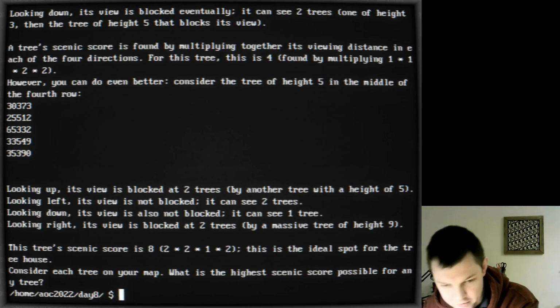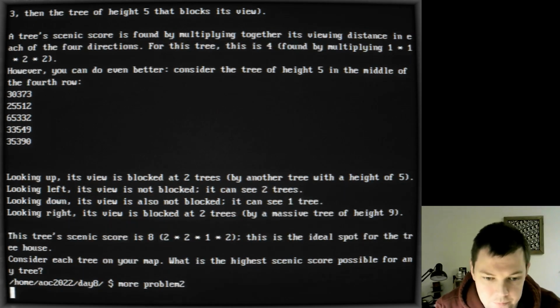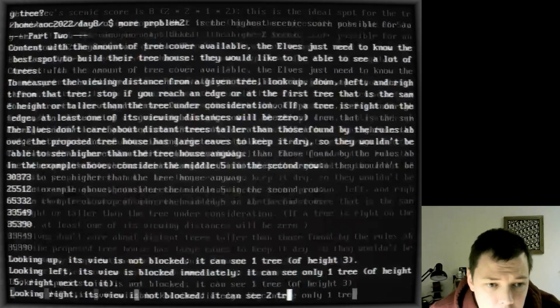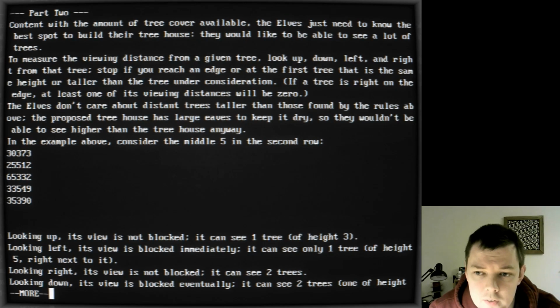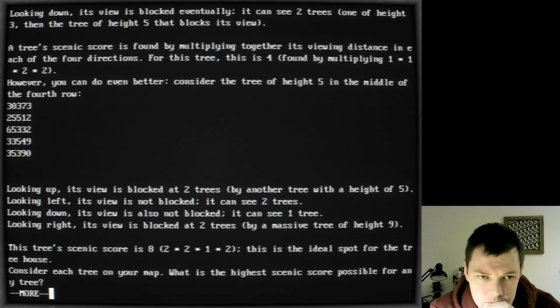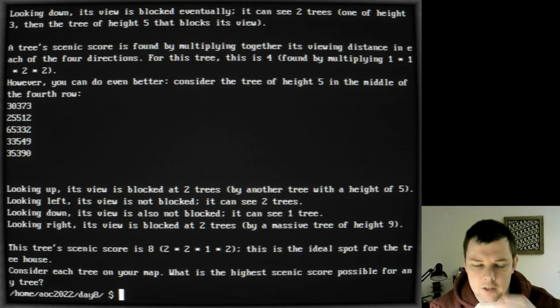Part 2 sample answer is 8. What's the highest scenic score possible for a tree? The viewing distance. Stop if you reach an edge or at the first tree that is the same height or taller. Multiply together the viewing distance in each of the 4 directions. Silent contemplation time.